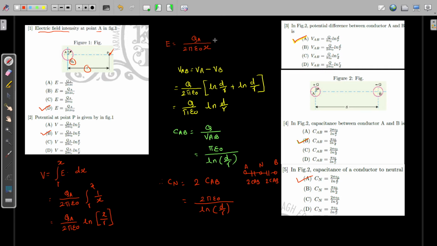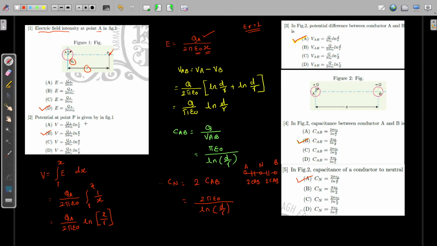The electrical field at the point P is given by the charge on the charged body QA divided by, as it is placed in air, there is only epsilon zero, not epsilon r, because epsilon r is equal to 1 in this case. So 2 pi epsilon 0 into the distance between these two, which is x. So option D is correct.